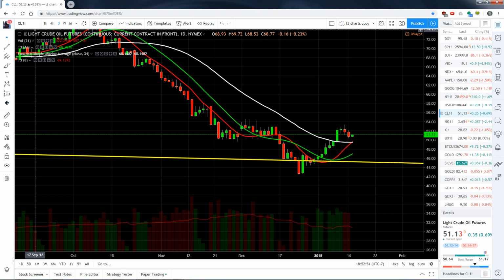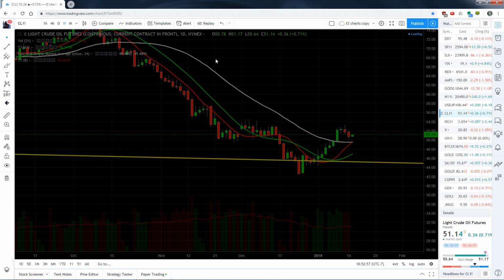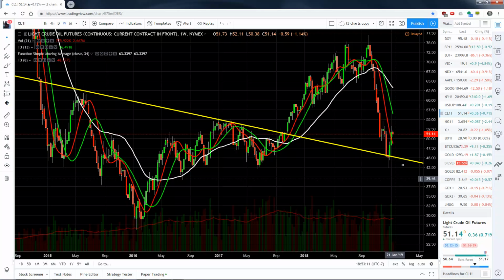Like crude, I think that we got to bounce off of that neckline. The reverse head and shoulders here. Pop. Double top into support. Back on that neckline. The only problem is that neckline is pointing down. So is this going to follow the bouncing ball along that line?